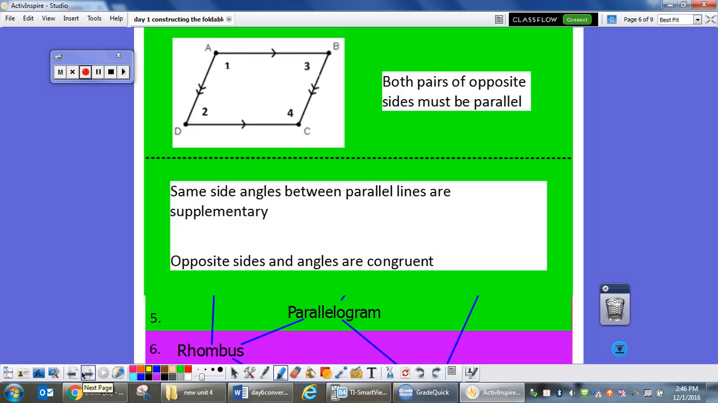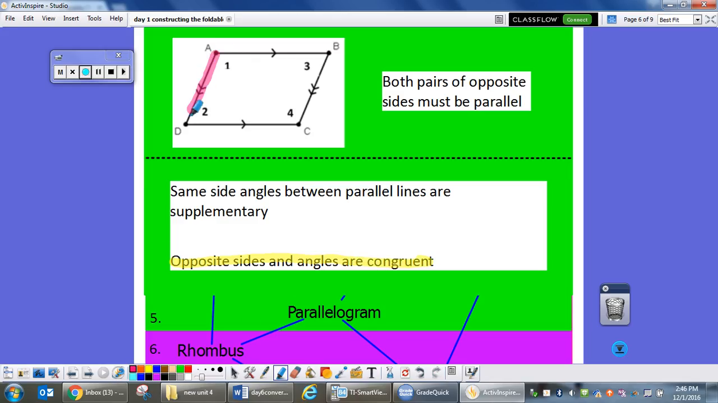The parallelogram, one of my favorites, just has both pairs of opposite sides parallel. So you'll have green on the top and green on the bottom, and just double check to make sure that you're on row 5. Okay? Parallelograms are really nice. The biggest thing you need to know is that your opposite sides and angles are congruent.